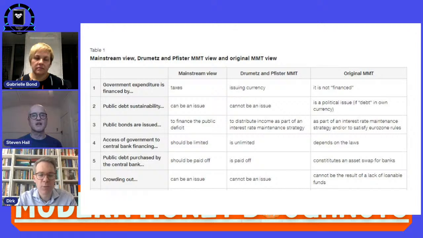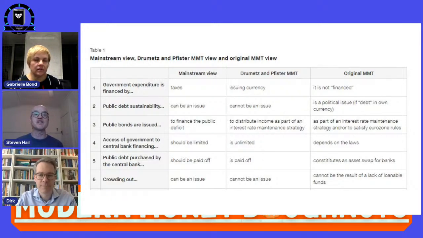I had lots of help, so I would also like to thank Pavlina Tcherneva for her help in commenting on that paper. These two economists, they were from the Bank of France, I think. Yeah. So we've put up the first half of table one.